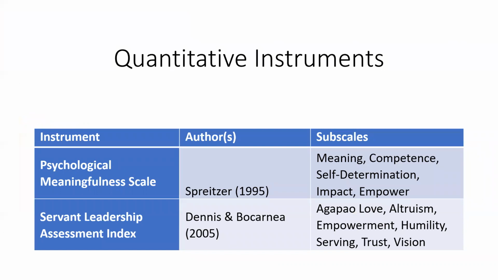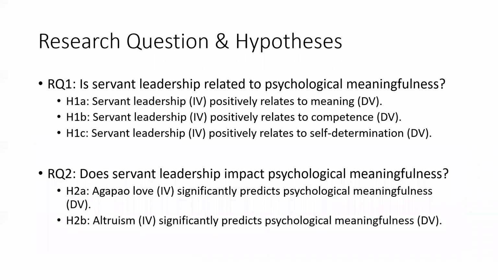With that, we're using these 2 instruments. If you recall from Minor Project 1, we're using the Psychological Meaningfulness Scale and the Servant Leadership Assessment Index. And we've already written out our research question and hypotheses in Minor Project 1. So this is how your assignments in this class can build upon one another. Now, once you get all of this together, then you want to go in and actually write your paper.